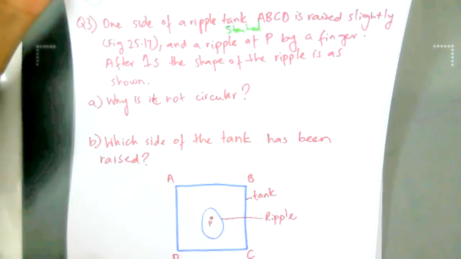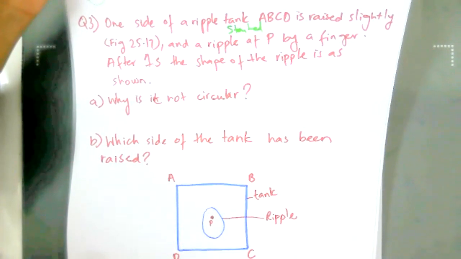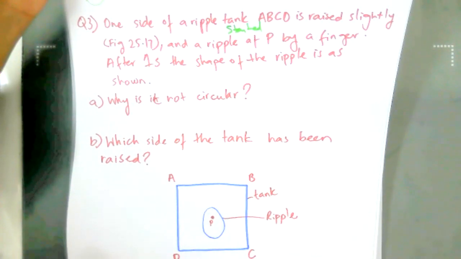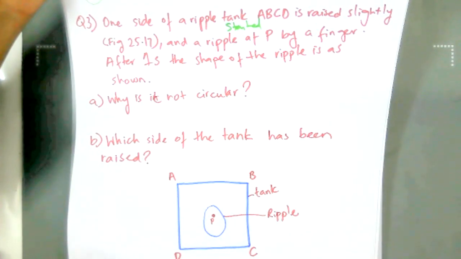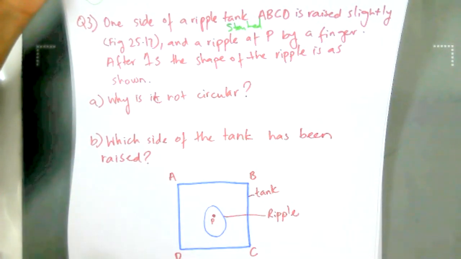Why is it not circular? One side of a ripple tank ABCD is slightly raised. Who will tell? Why is it not circular? Have you guys done these questions before?